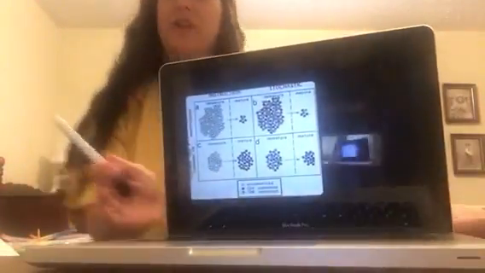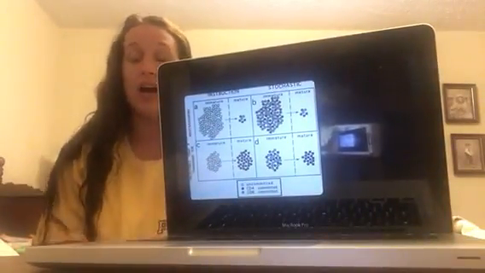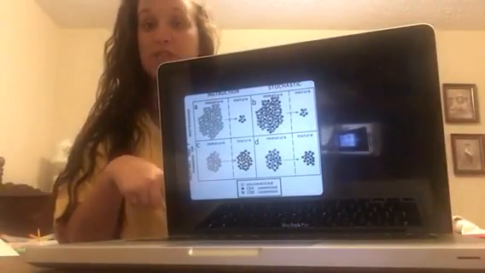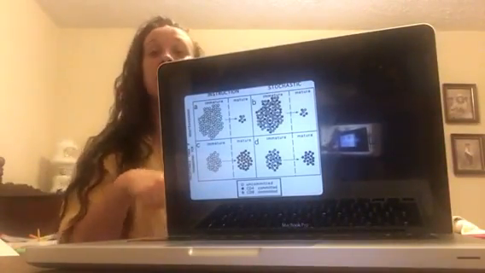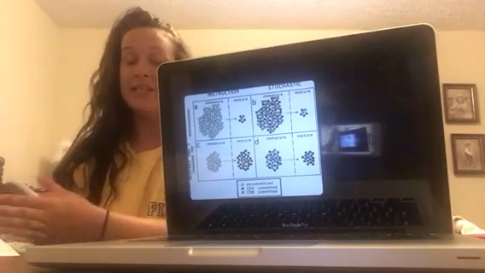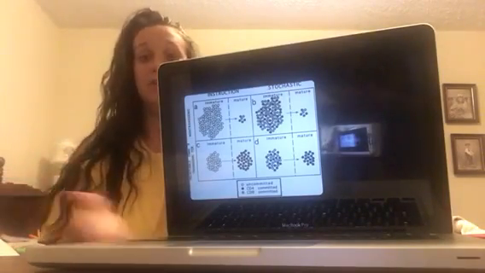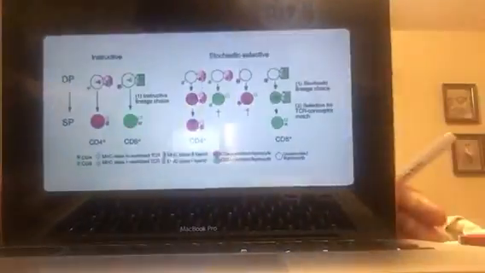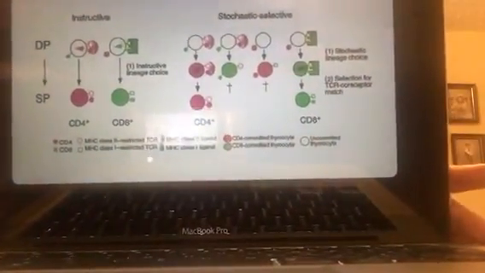So that's how it's different from the instructive, where just because they're co-engaging doesn't generate distinct signals like it did in the instructive. Because if we had the TCR and the CD4, then we would be getting a signal for the silencing of CD8, and vice versa, but that doesn't necessarily happen in the stochastic one. So we're going to go to our next one, and we see how it's a little more complicated.